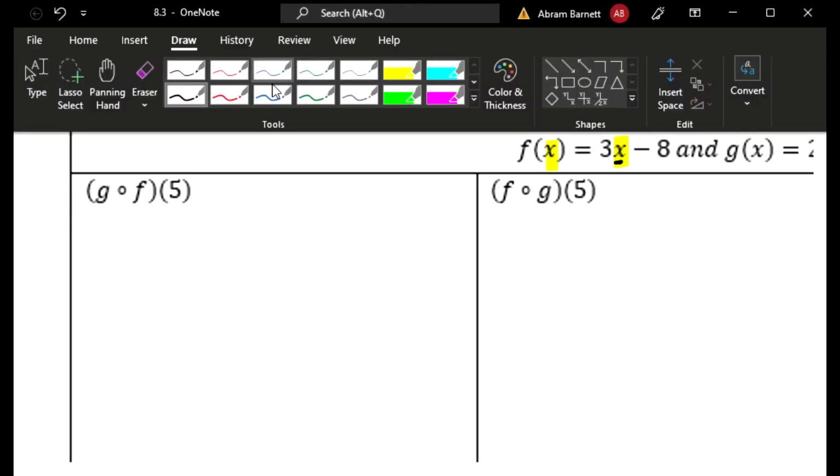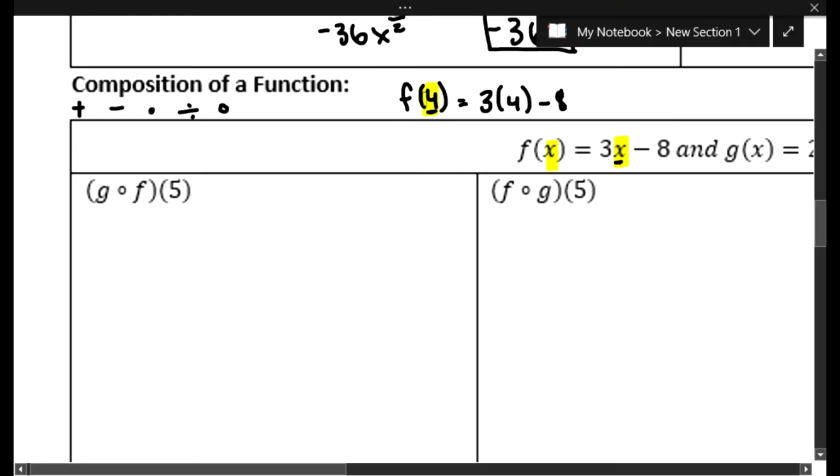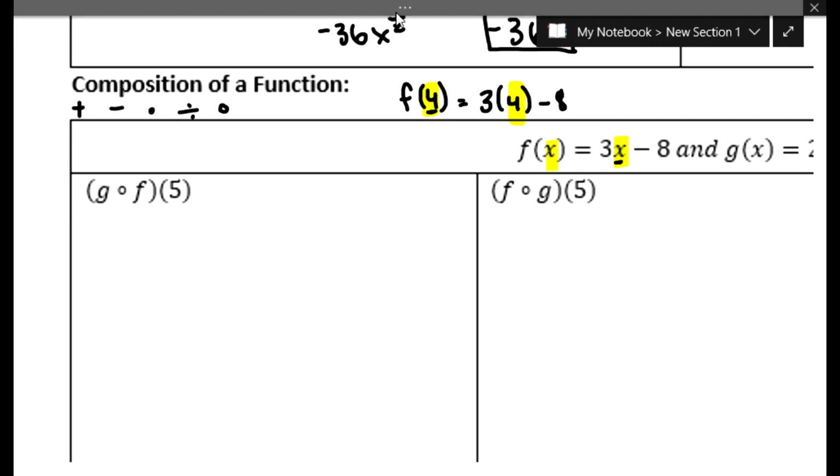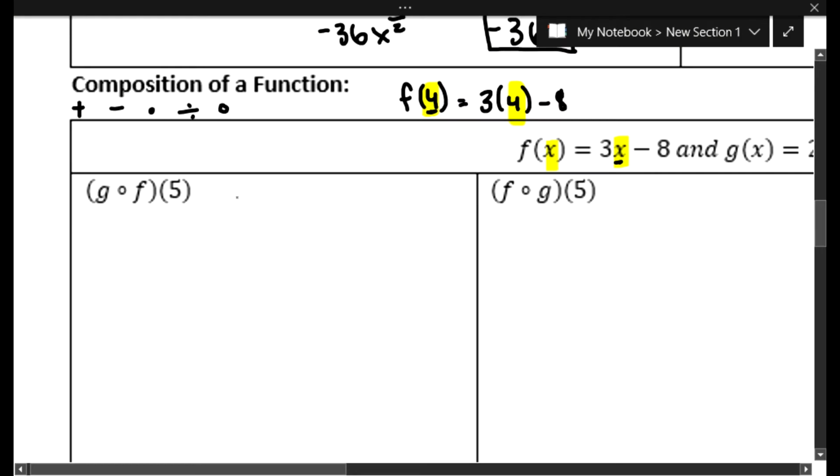And so if we have f of 4, that just means we're plugging the 4 into the f of x function. When we see g of f of x or g of f of 5, that means we're going to put one function inside the other. So it's going to look like g of f of 5.